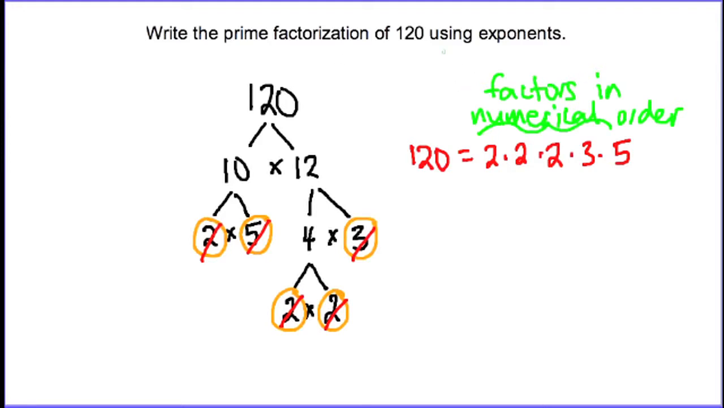But the question says to use exponents, so we need to combine the repeated factors and express those used as powers. So I have 1, 2, 3 2's, so that's really 2 to the power of 3, and then I have 1 3, and 1 5. And so that is the prime factorization of 120 using exponents.